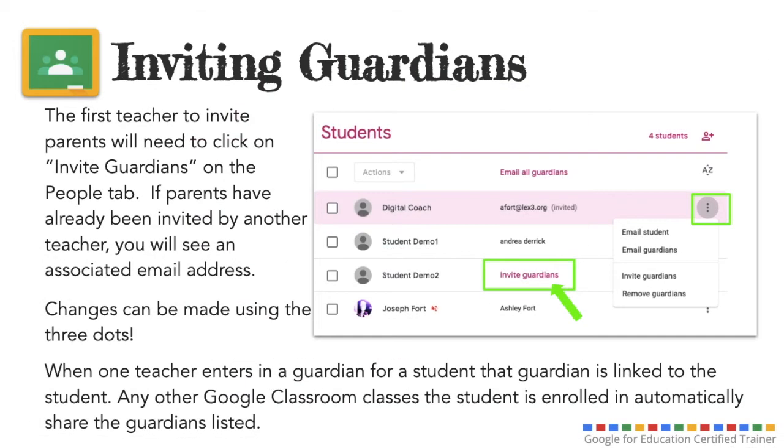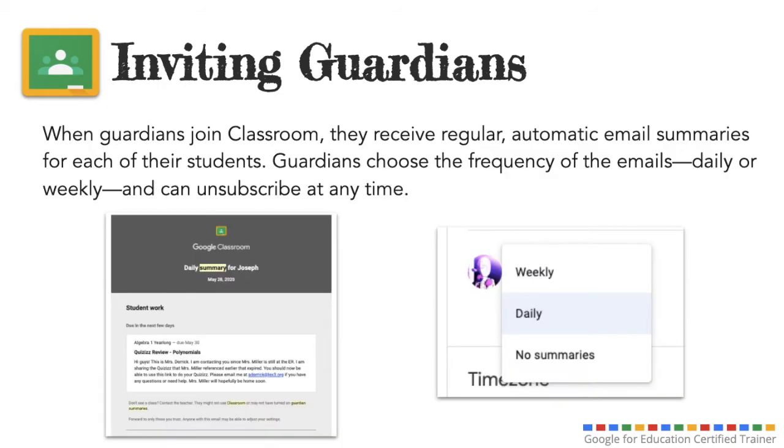guardians. And just remember, when one teacher enters in a guardian for a student, that guardian is linked to that student. So any other classes that that student is enrolled in, that guardian is automatically shared and that information is already there. When guardians join Classroom, they will receive regular automatic email summaries for each of their students.